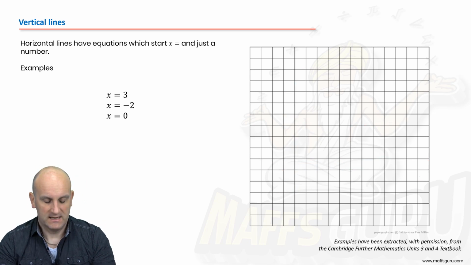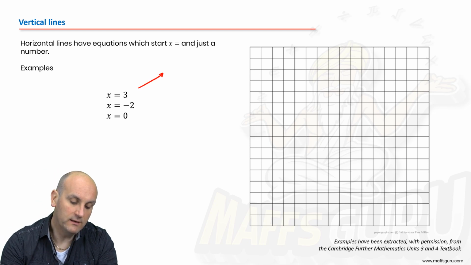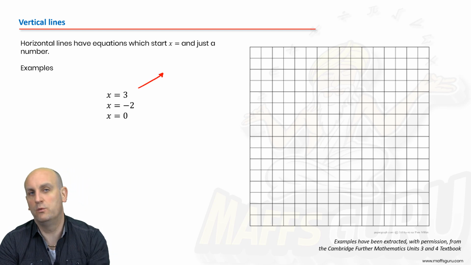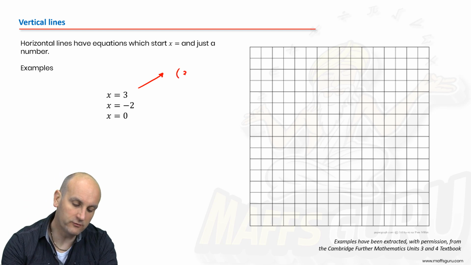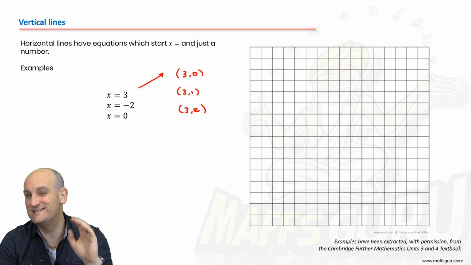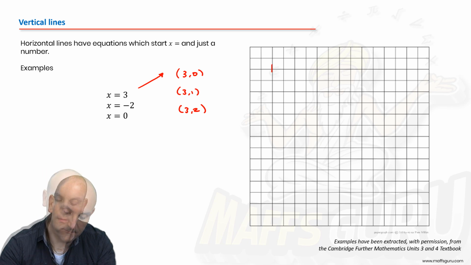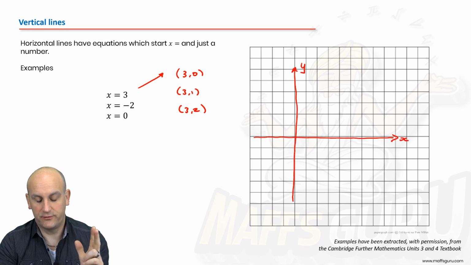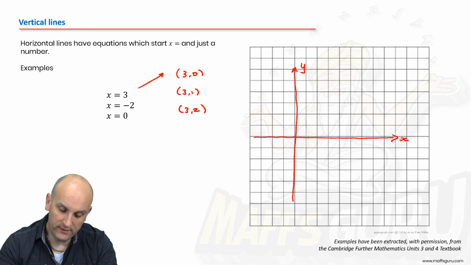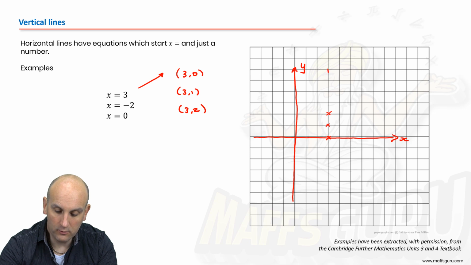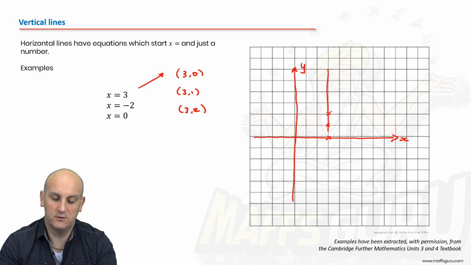Vertical lines, same really. If I look at this, x equals 3 tells me that every coordinate has an x value of 3. So (3, 0), (3, 1), (3, 2). Now, there are exam questions that try and trick you this way. They'll give you coordinates and ask you to come up with a line, and it will throw you. But again, if I draw a set of axes and we look at the line x equals 3, we know that all the x values are 3. So there's one there, and one there. And lo and behold, I have a vertical line through the value of 3.